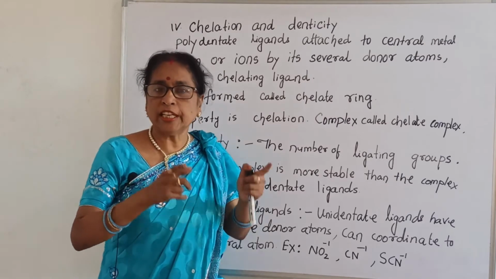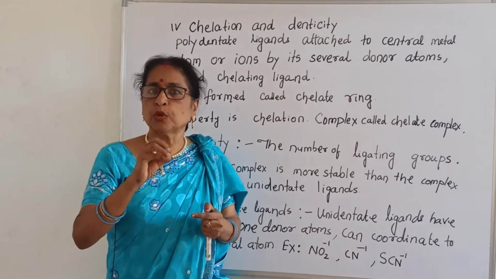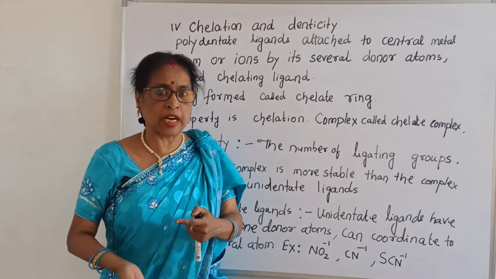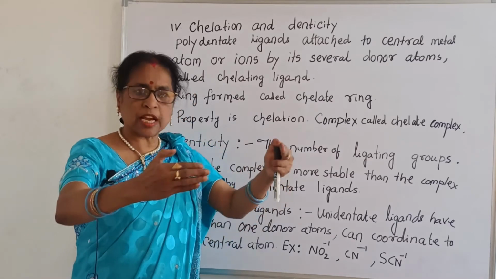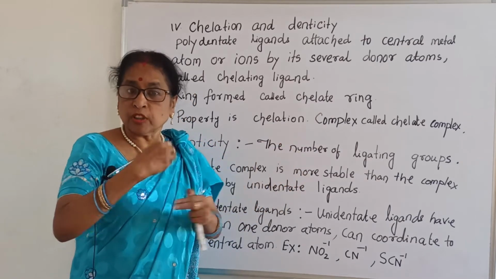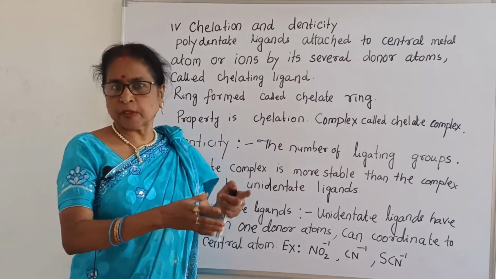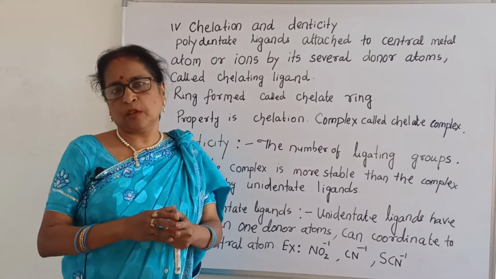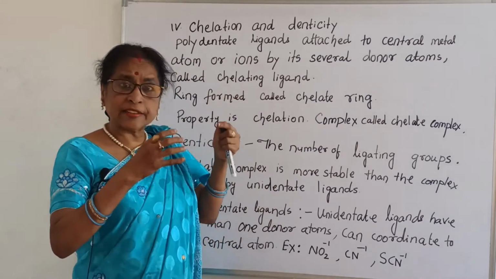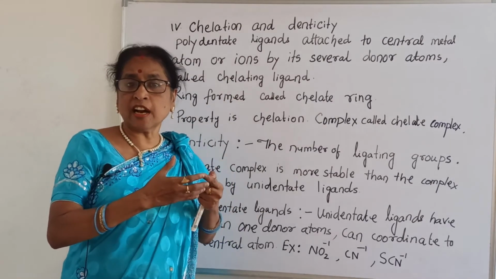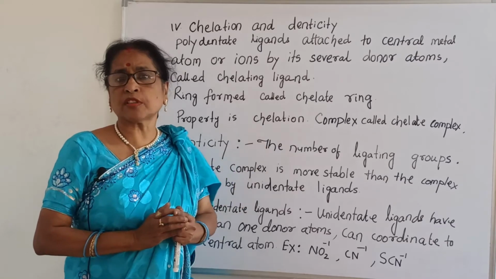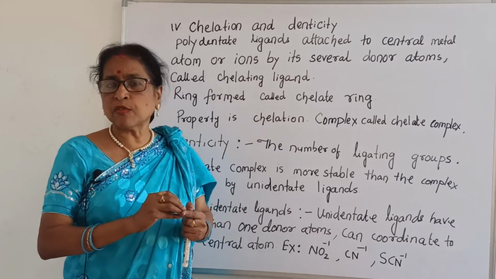Again see, polydentate ligands have 2 donor atoms or more than 2 donor atoms. If 2 donor atoms, it will attach through 2 sides, and if more than 2, it will attach through more than 2 sides according to the number of donor atoms. So if it is a chelate ligand, then why is it called a chelate ligand? Because it forms a claw-like structure. Chelate in Greek means claw.